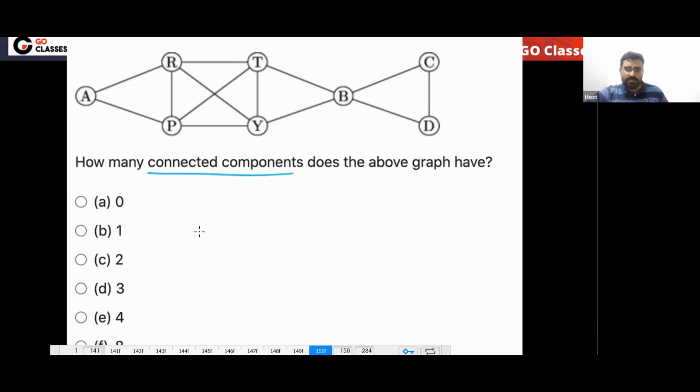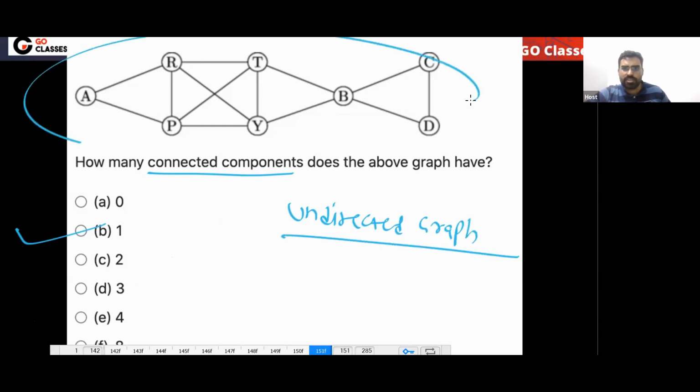What is the answer for this? Number of connected components. How many connected components in this graph? The answer is only 1. This is an undirected graph. Remember, this is your undirected graph. So because this is an undirected graph, this is your one component. Only one component you have.